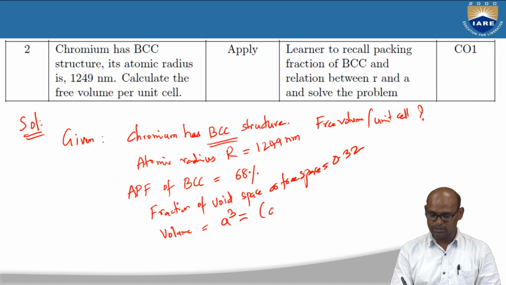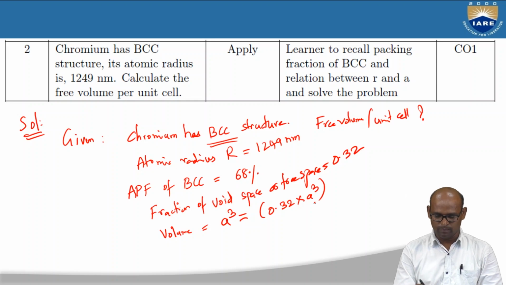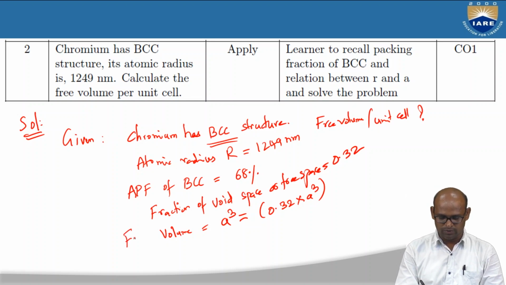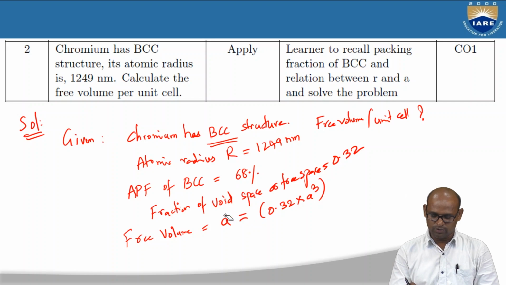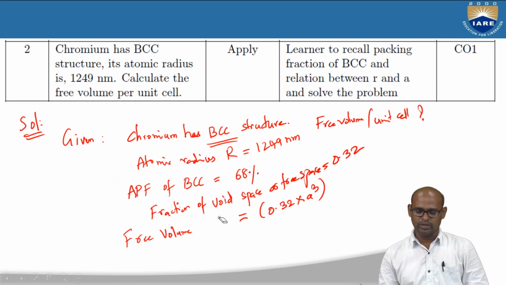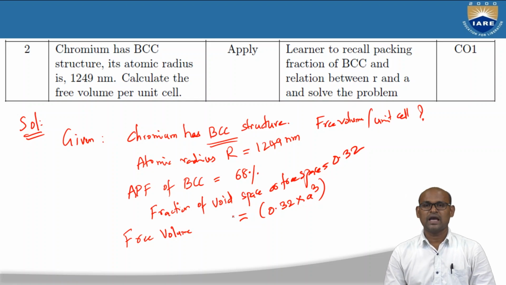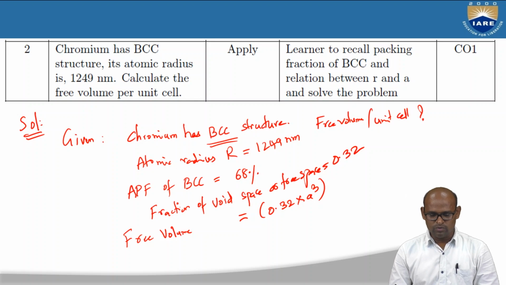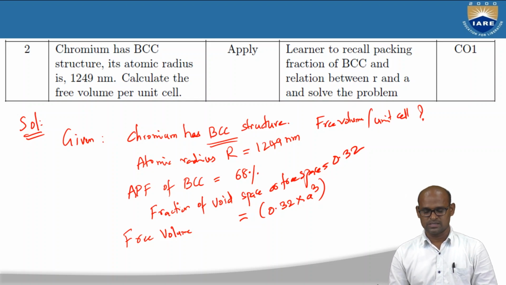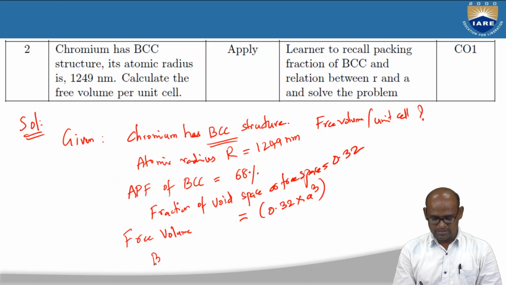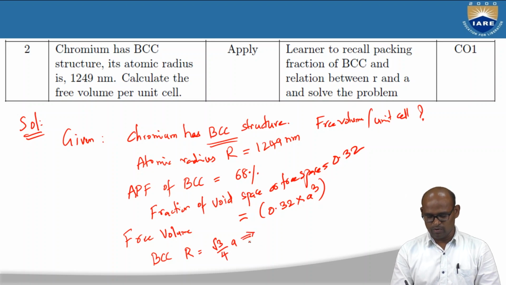So, free volume is 0.32 into a cubed. So, this is the free volume. So, we need to know a. If we know this lattice parameter a, we can calculate this free volume. So, to find out a, I am going to use this atomic radius. For BCC, atomic radius R is equal to square root 3 by 4 into a. Okay. So, from this formula, I can use this equation to calculate a.